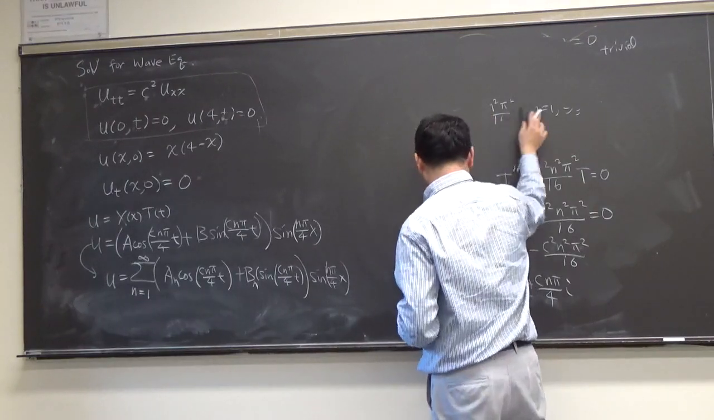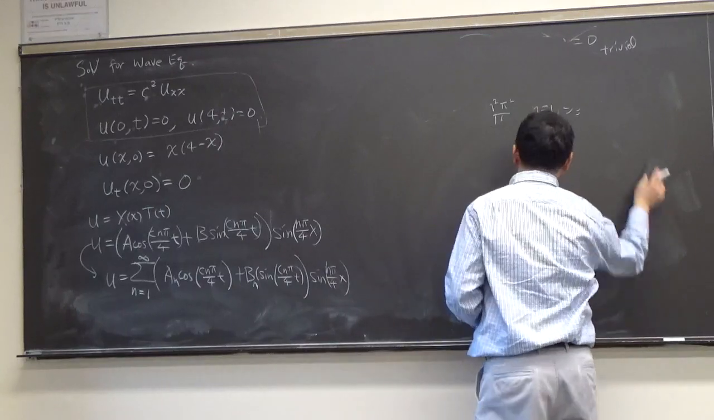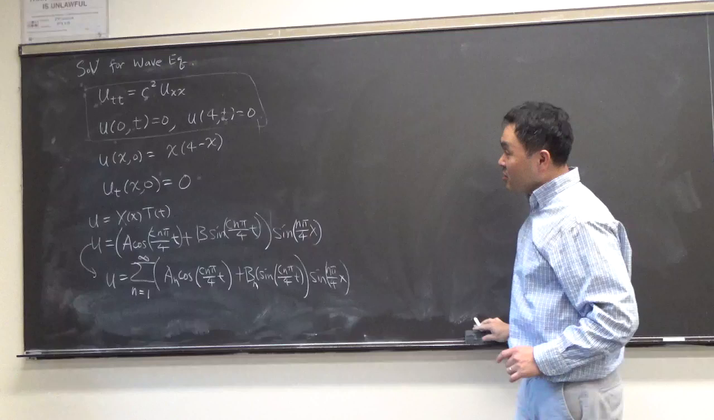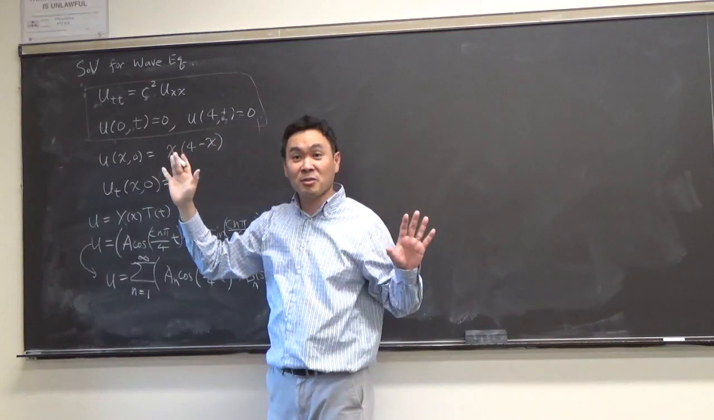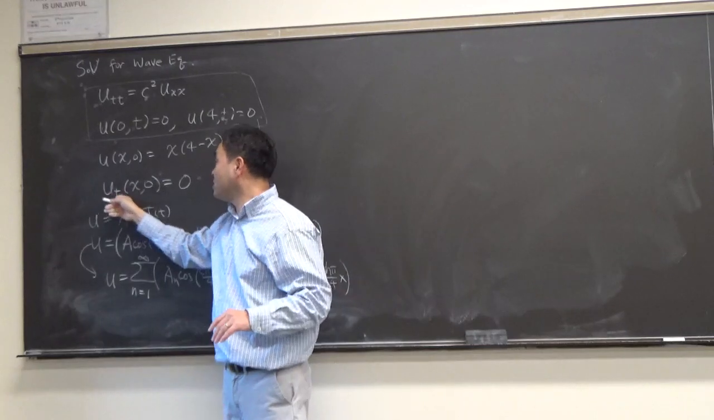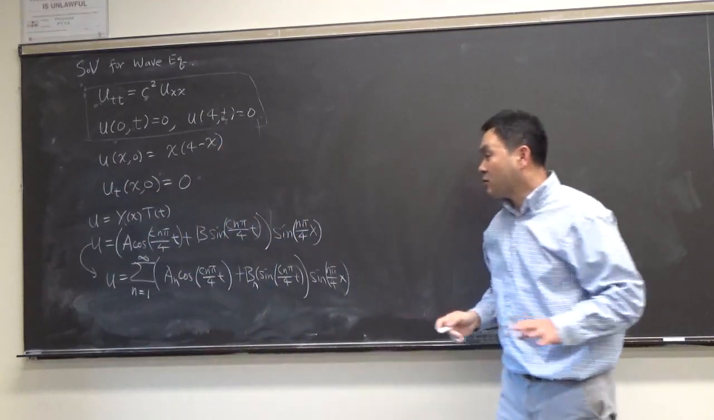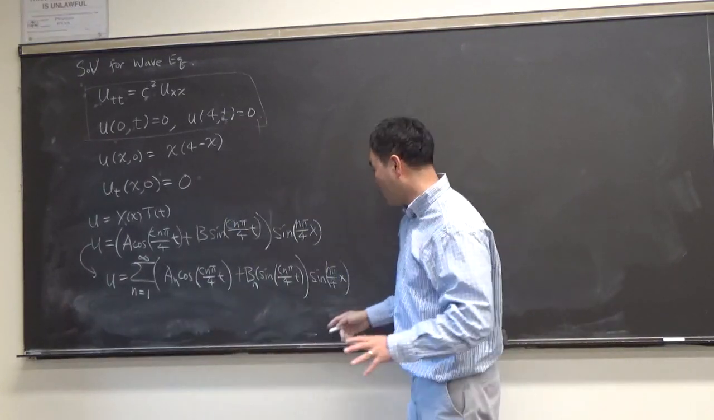What should we do next? What have we not satisfied yet? u of x, 0 being x times 4 minus x, that's not satisfied yet. And u_t of x, 0 being 0. Those are not satisfied. Now, let me apply the second one first, because that gives you some immediate result.